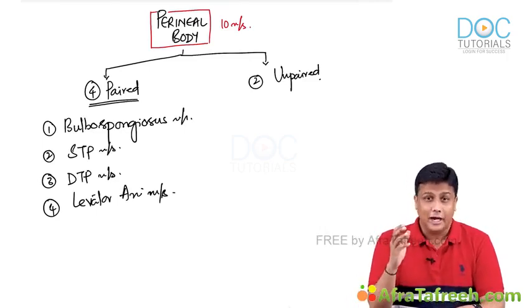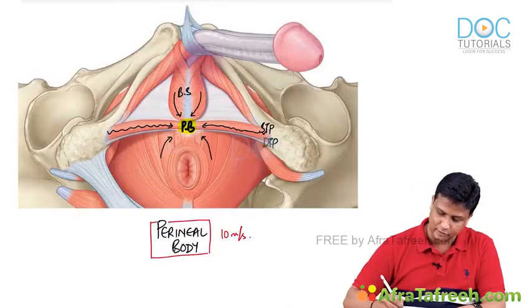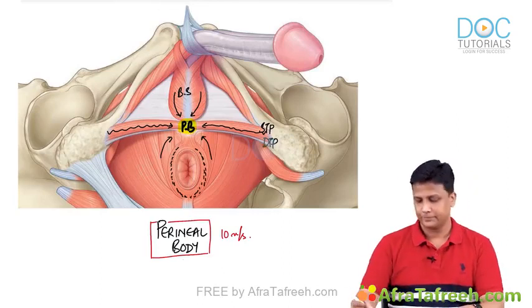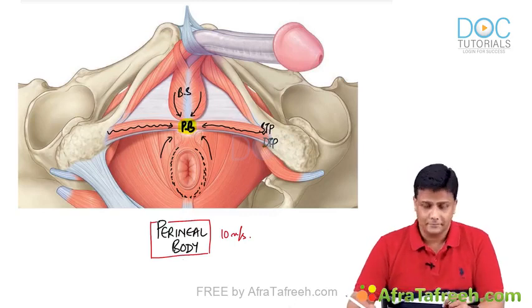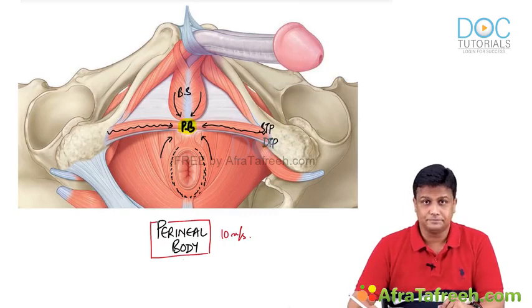Now what will be the 2 unpaired muscles? Let us again go back to this diagram here. Now in this diagram you are able to appreciate there is one muscle which is around this opening here, the anal canal, or we can say the opening of the anus. So what is that muscle? That muscle is nothing but your external anal sphincter.